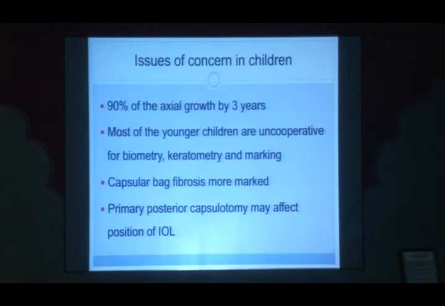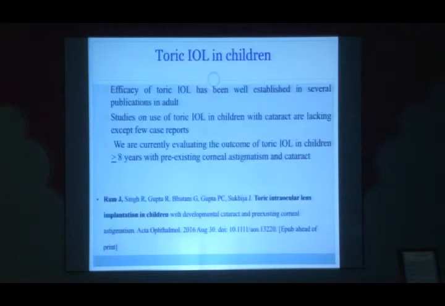Issues of concern in children while using particularly multifocal IOL: almost 90% of the axial length growth takes place by 3 years. Most of the younger children are uncooperative for biometry, keratometry and marking. So this is one of the issues, particularly while performing toric IOL implantation in children. Another issue is capsular bag phimosis or contraction. Primary posterior capsulotomy may also affect the position of the IOL in multifocal and toric IOLs.